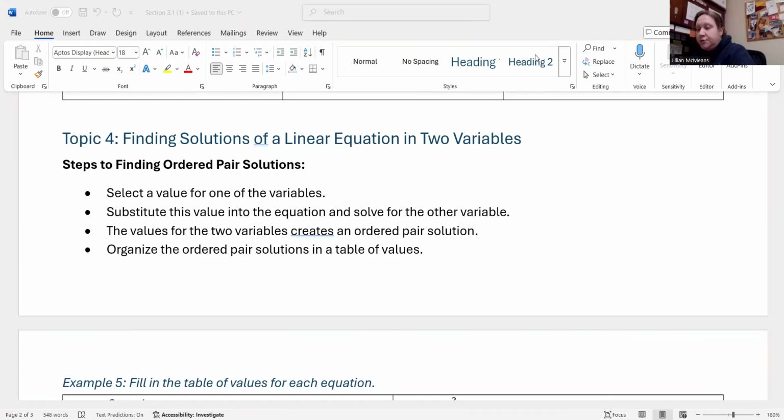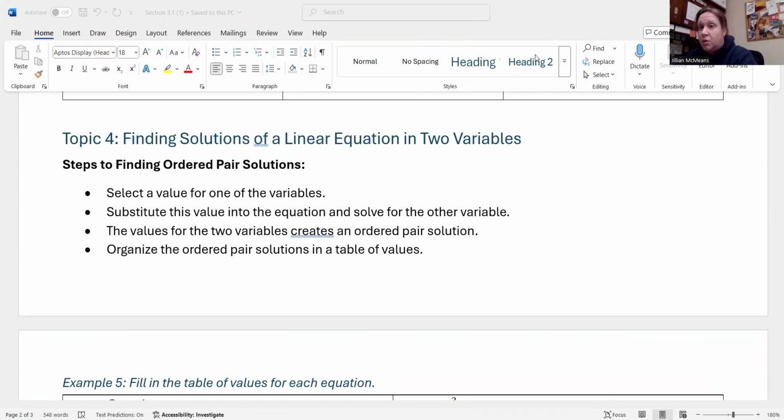So topic 4 covers finding solutions to a linear equation in two variables. In the previous video, we talked about, hey, we have this ordered pair. Is it or is it not a solution to a linear equation in two variables? And that was pretty easy to do.